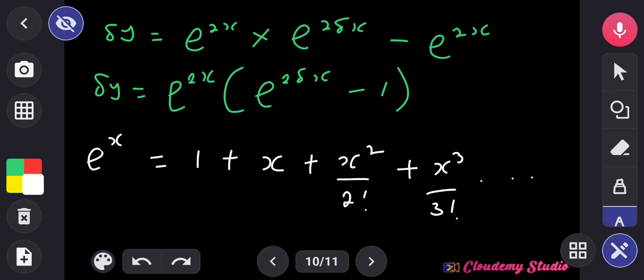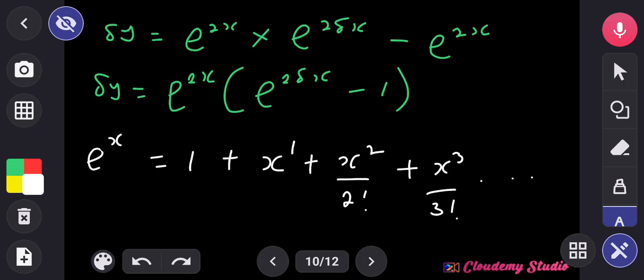You understand? It's just like saying x to the power 0 plus x to the power 1 plus x to the power 2 divided by 2 factorial plus x to the power 3 divided by 3 factorial. Still the same thing. But we know that x to the power 0 equals 1. So that is 1 plus. That's how power series work.